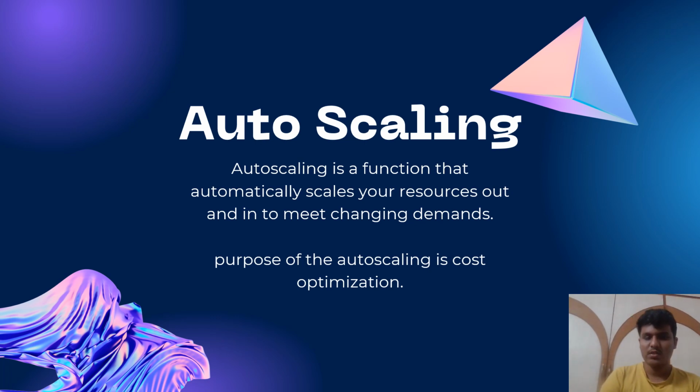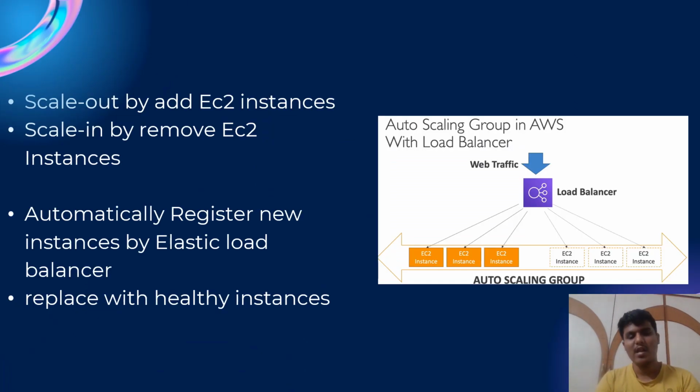Now the main use is in auto scaling with the load balancer. The auto scaling function is used for scaling out and scaling in resources. When scaling out, we add EC2 instances, and when scaling in, we remove EC2 instances.